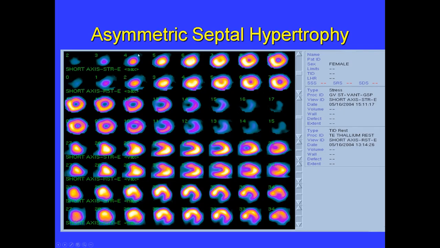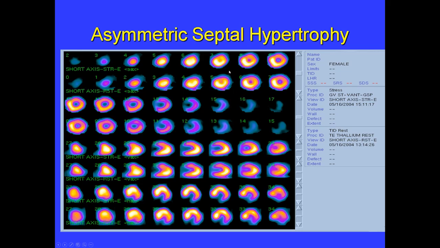Here's a case of asymmetric septal hypertrophy. Now, when we ordinarily read the scans, our eyes tend to gravitate towards areas that look decreased, because obviously we're looking for defects of ischemia or infarct. But we have to realize in this case what's going on is that there's actually increased counts in the septal region, and this is a result of asymmetric septal hypertrophy.